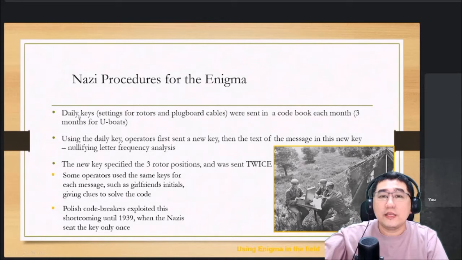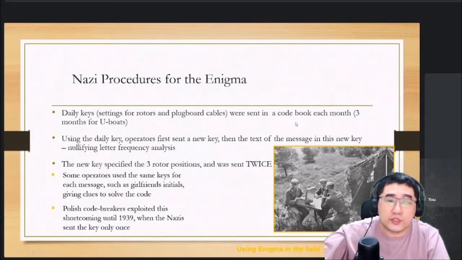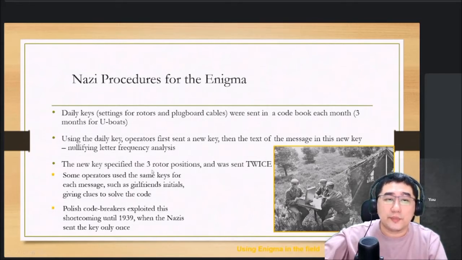But this daily key is not used to encrypt or decrypt the message, because once the code book falls into enemy hands, it will be useless. So this code book is for them to receive a new key, and this new key will specify the position of the 3 rotors. And it will be sent twice.